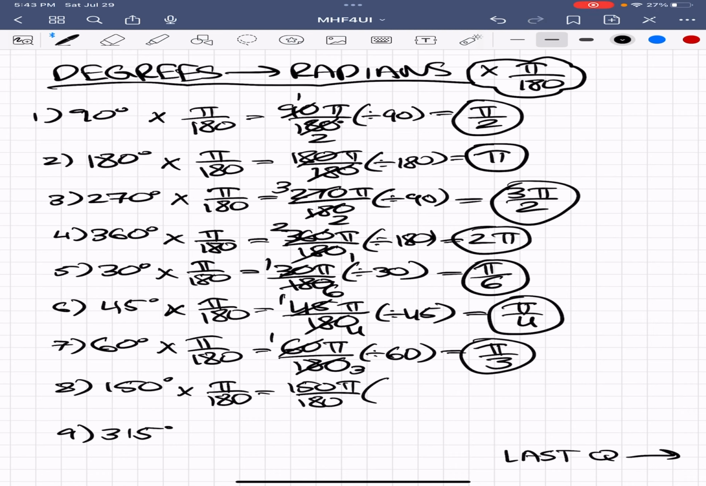So we're going to divide out 30 degrees. I'm left with 5 over 6. For larger angles, if you can figure out the corresponding angle, like pi over 6, pi over 4, or pi over 3, so 30, 45, or 60, then it's going to be easier for you to find the radian answer.